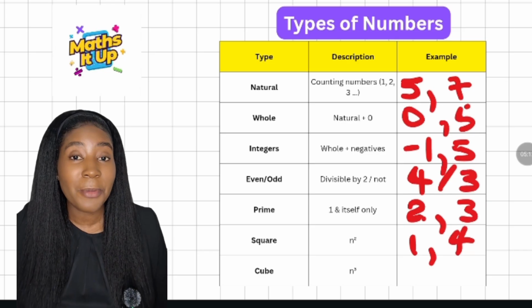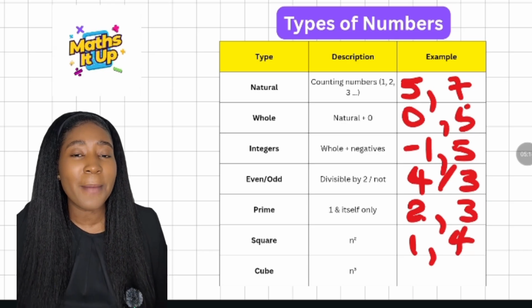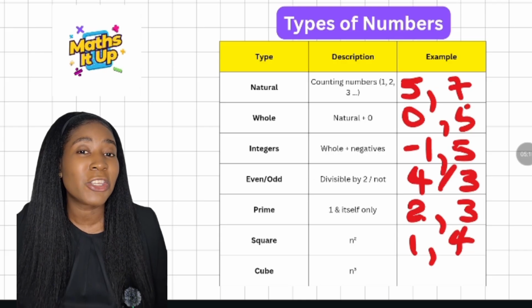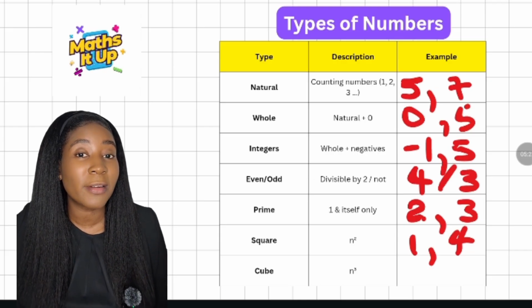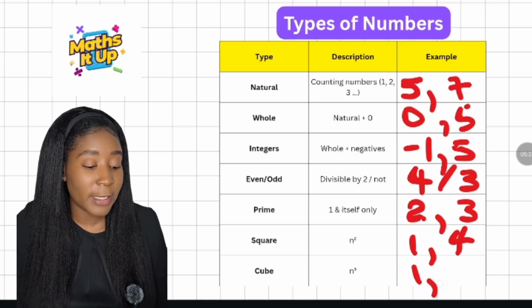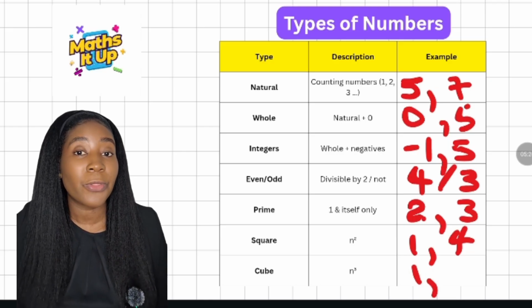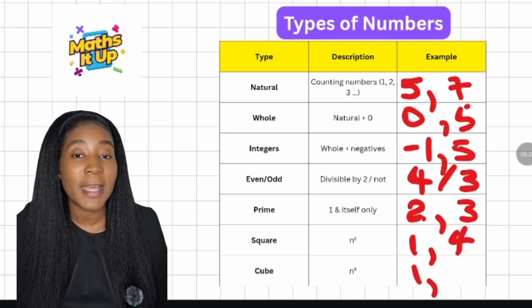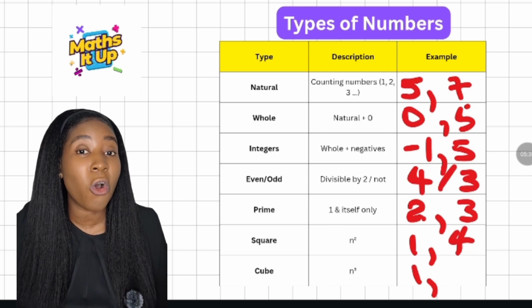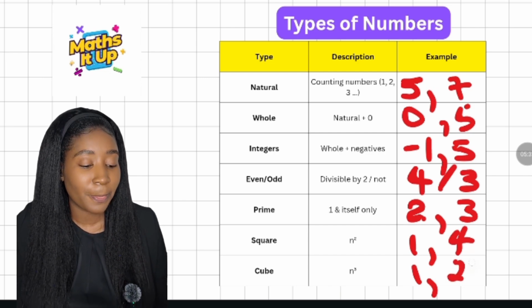Another type of number is cube number. If I multiply a times a times a, I get a cube. For example, I have 1 times 1 times 1, that's 1. So 1 is a cube number. If I do 3 times 3 times 3, that's 27. 27 is also a cube number.